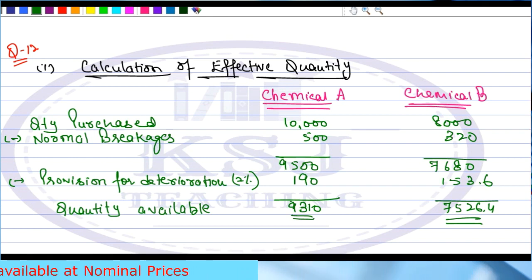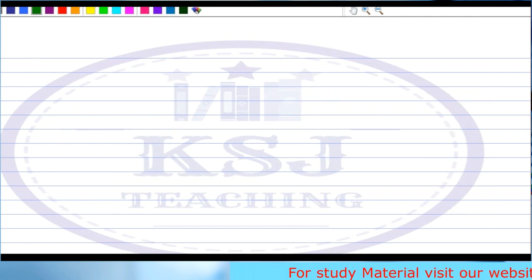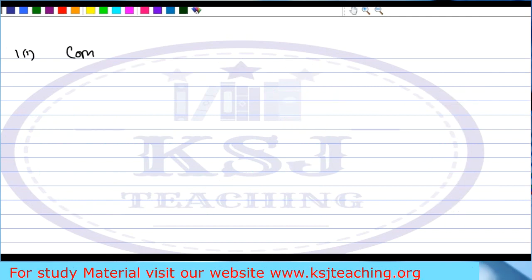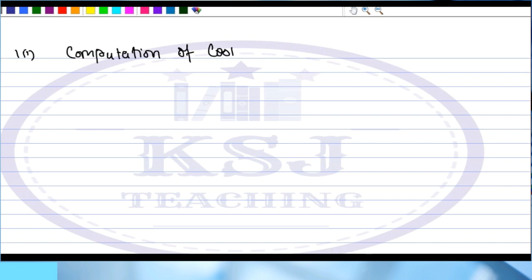Now we have to find out the cost per kg. All this is in kg. This is the total kg that will come. We have to find out the cost per kg. So second, computation of cost per kg.